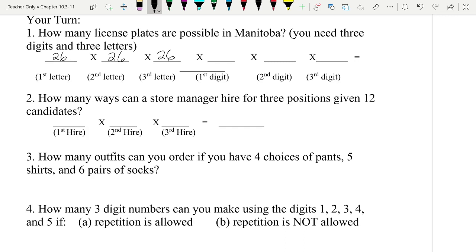Now, for the digits, there's 10 different digits. You might be saying, well, isn't it 1 to 9? Well, 0 is a digit, right? You can have a 0 on your license plate. And, of course, you can repeat the digits. So we're looking at 17,576,000 possible license plate combinations.